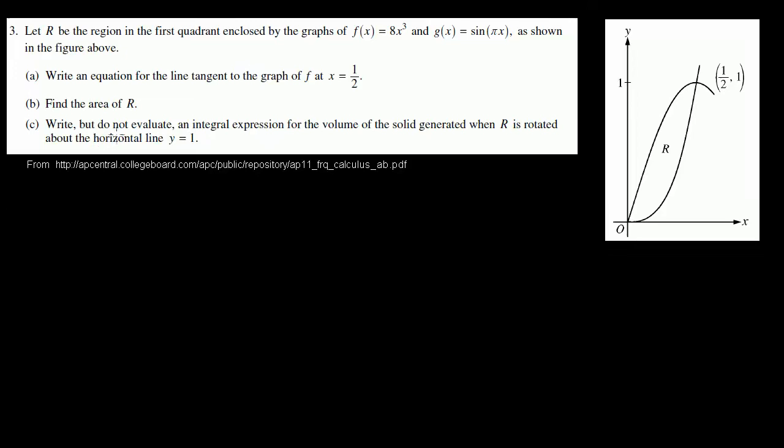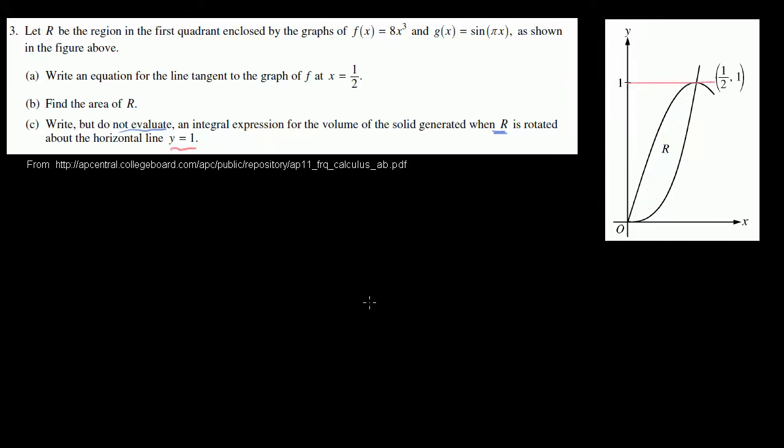Part C. Write but do not evaluate an integral expression for the volume of the solid generated when R, so that's this region right over here, is rotated about the horizontal line y is equal to 1. So y equals 1 is right over there.